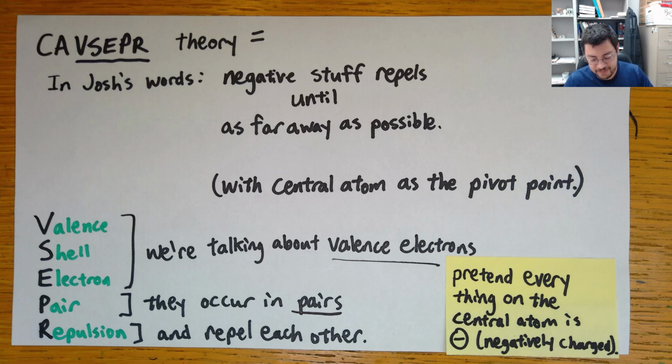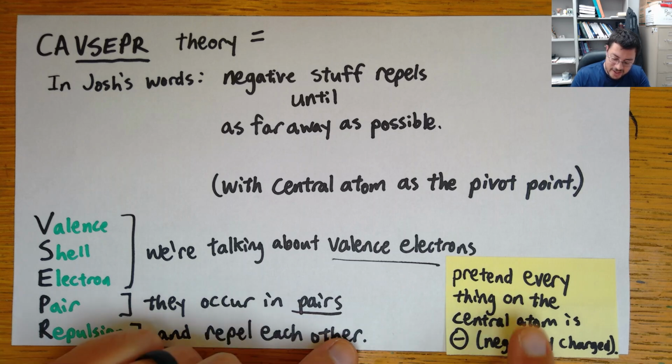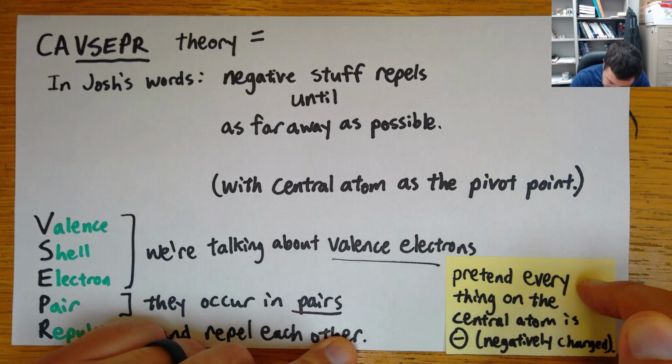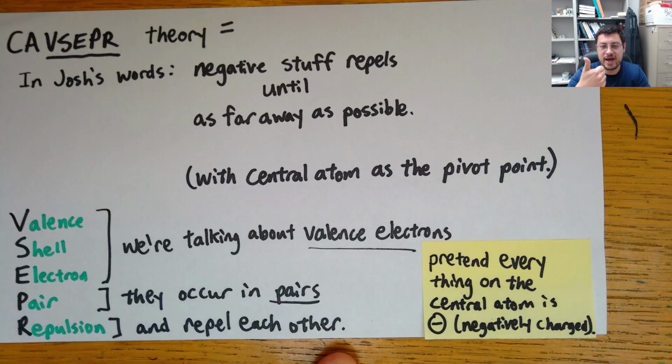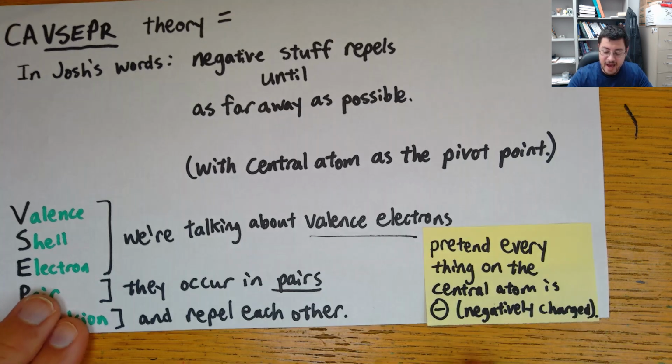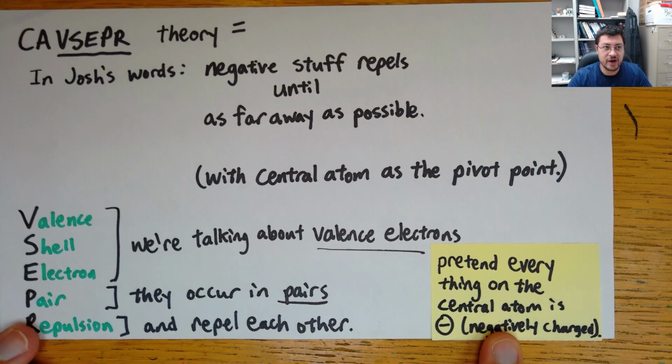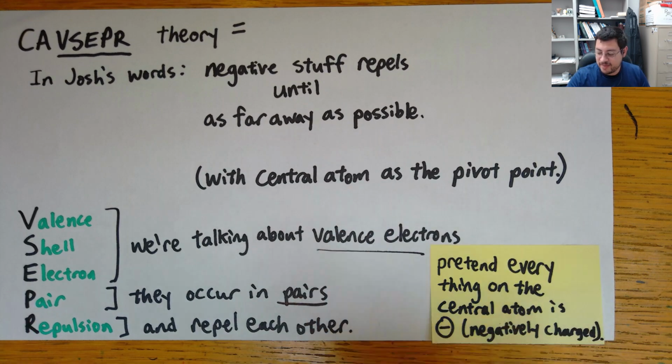Repulsion. Why are we talking about repulsion? Well, this will explain geometries in the VSEPR world. In the VSEPR world, we pretend everything hanging out on the central atom, whether you're a bonded atom or a lone pair, has a negative charge on it. And that central atom acts as the pivot point for all repulsions.